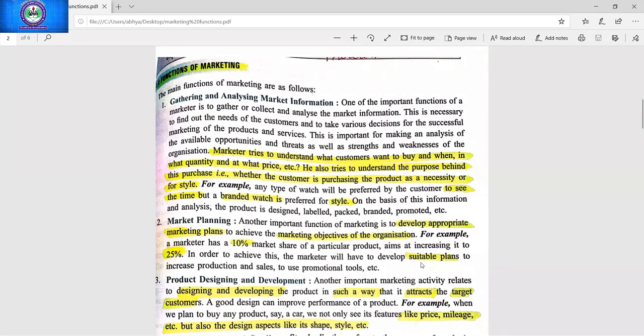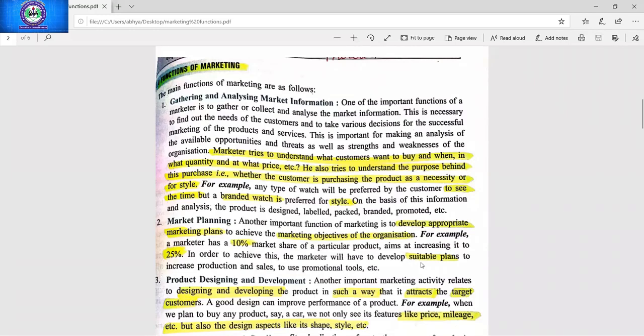Like the first function is gathering and analyzing market information. As I told you earlier, nowadays each and every seller or manufacturer is insisting on which concept? Societal marketing concept, in which social welfare as well as customer need is identified. So how can the manufacturer find out the need of the consumer?